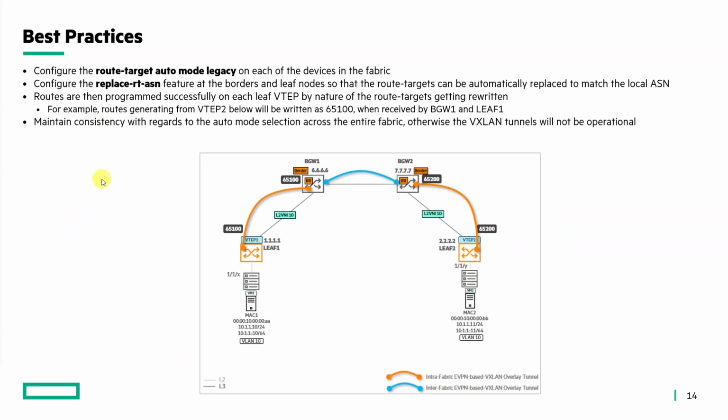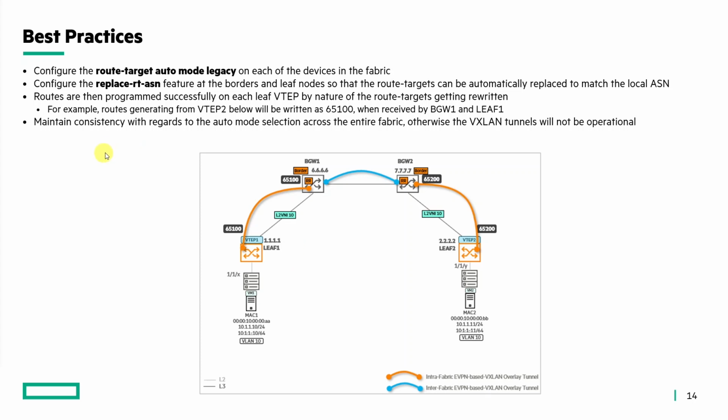So for best practices, we want to configure the route target auto mode legacy on each of the devices in the fabric. And we want to use the replace RT ASN features at each of the borders and the leaf nodes so that the route targets can be automatically replaced to match the local ASN. So again, in this case, packets coming from VM2 to VM1 would have the ASN rewritten to match 65100, even though they originated from ASN 65200. And by configuring these two features together, the routes are then programmed successfully on each leaf VTEP by nature of the route targets getting rewritten.